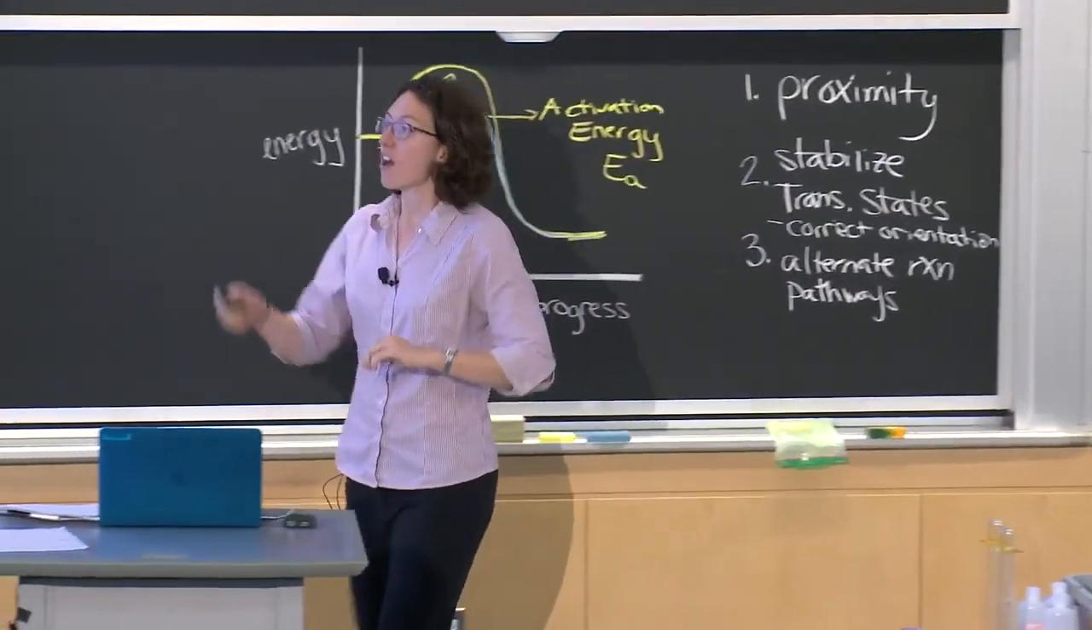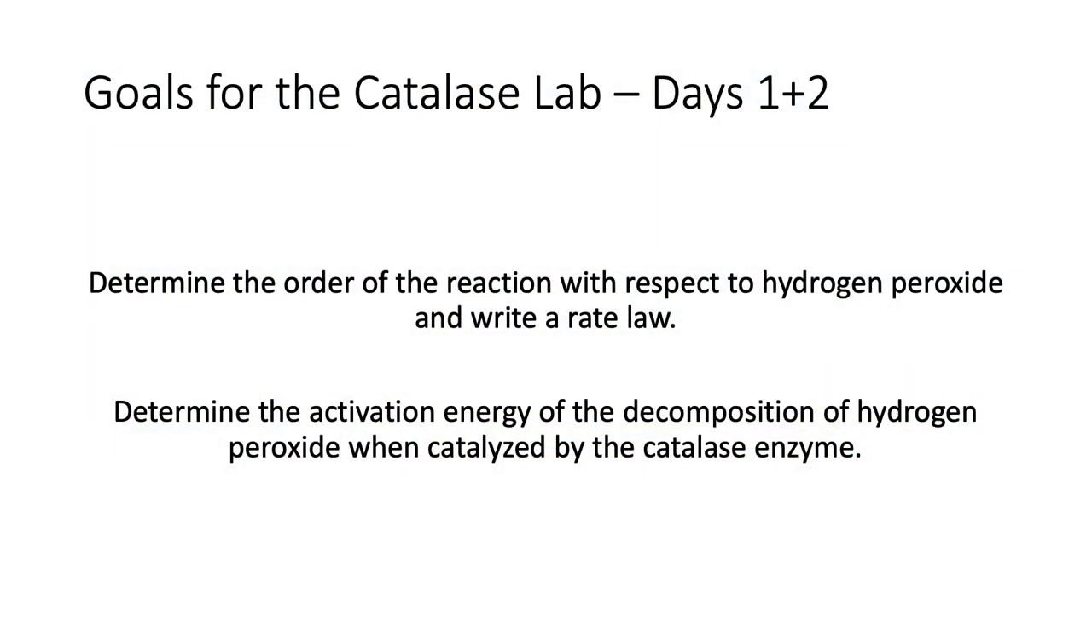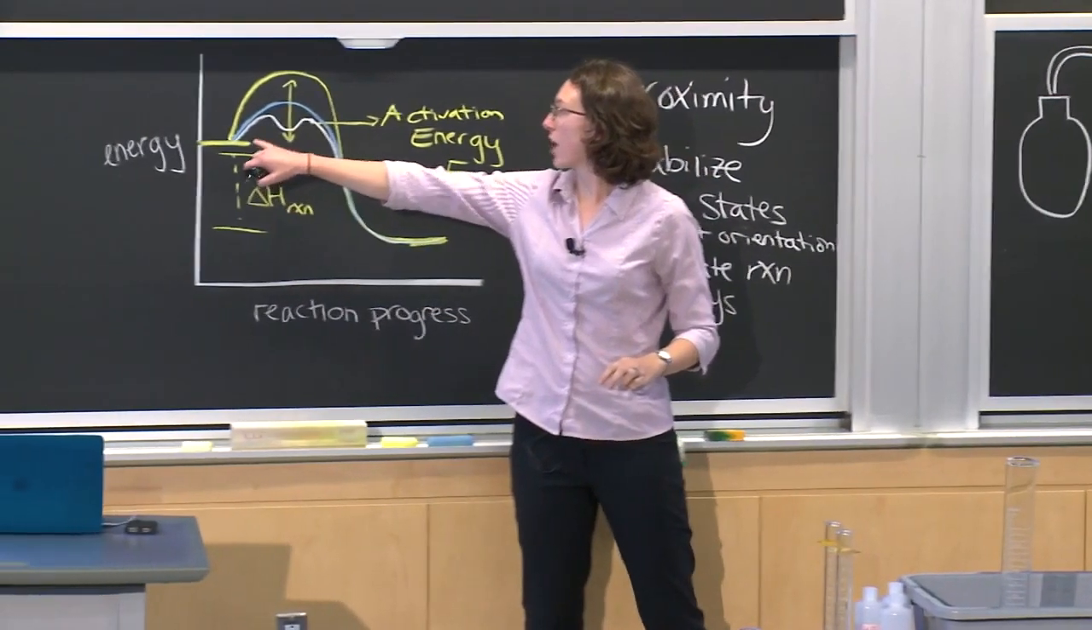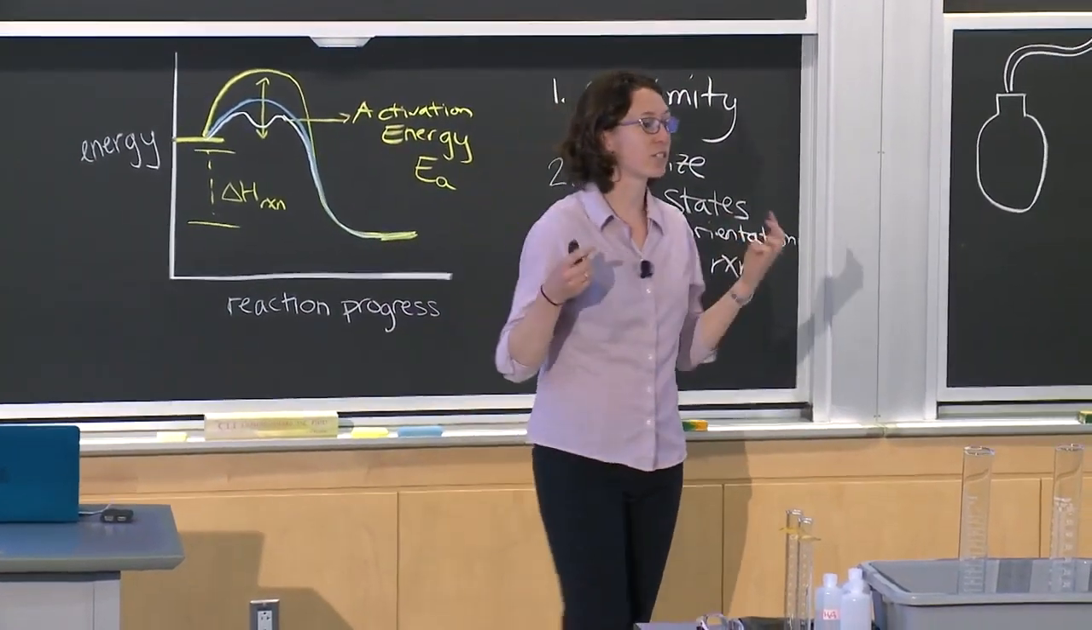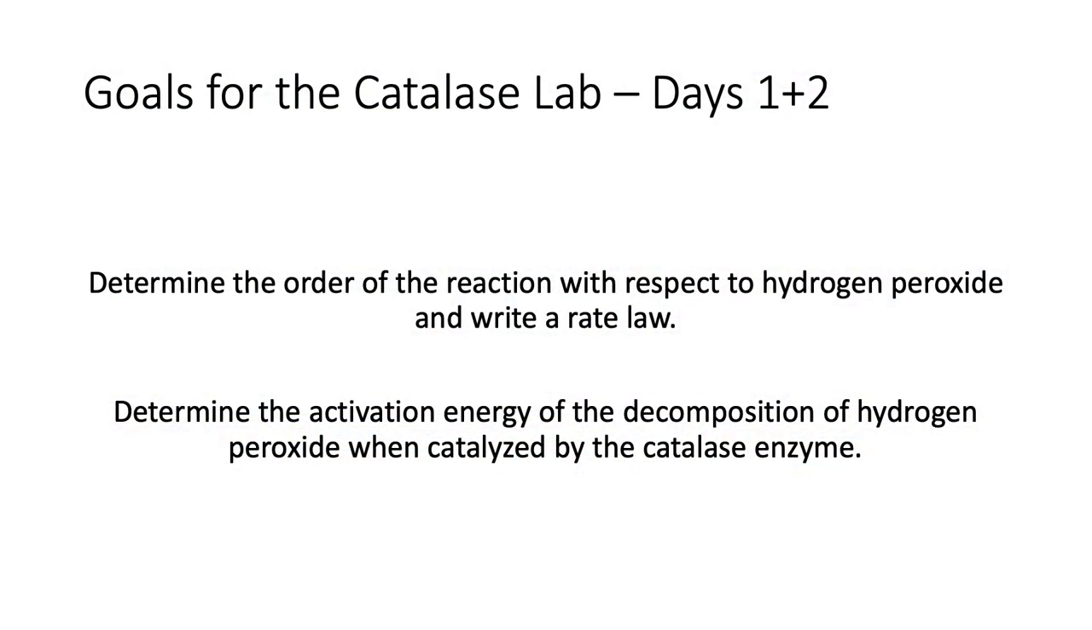And so our goals for the Catalase lab are, well, there's a few goals that we have, but our goals for days 1 and 2 are to determine the activation energy of the decomposition of hydrogen peroxide as catalyzed by the Catalase enzyme. So we're going to try and figure out what the activation energy is after it's already been catalyzed. And in order to do this, we are going to need to first determine the order of the reaction with respect to hydrogen peroxide and be able to write a rate law. That'll help us characterize the kinetics.